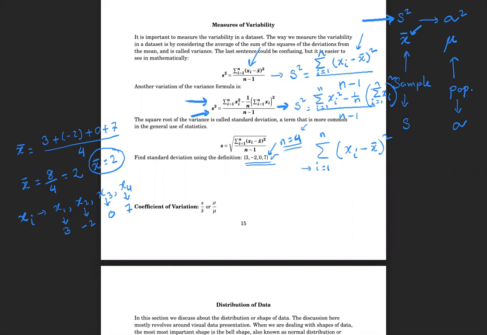Now, if you were to change the order of this, instead of having it as 3, -2, 0, and 7, you had 7, -2, 0, and 3, then your x1 is going to be this one, x2 is going to be this one, x3 is going to be this one, and x4 is going to be that one. So this doesn't change your answer. This is not going to make a difference in your final value that you get from the formula. So ordering doesn't matter.